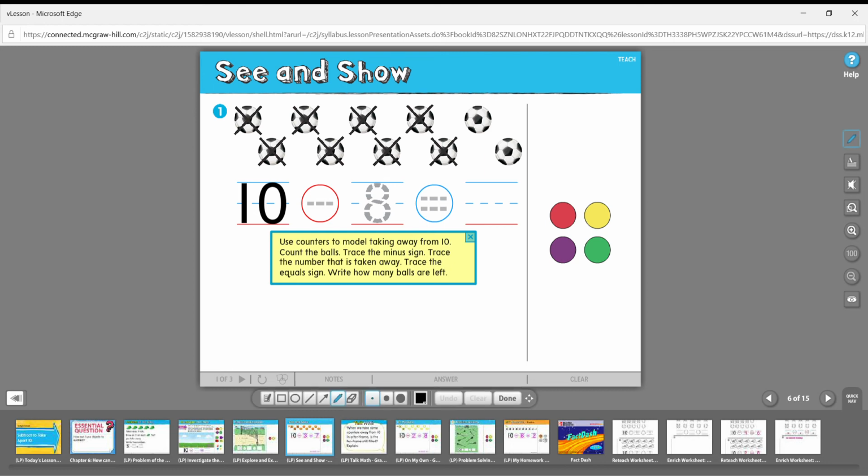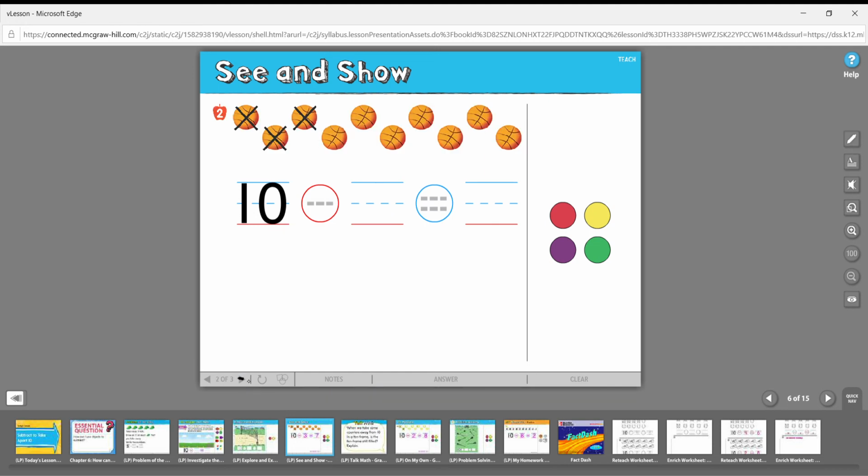Trace the minus sign. 10 minus, how many are x'd out? 1, 2, 3, 4, 5, 6, 7, 8. 10 minus 8 equals, how many balls are left? 1, 2. 10 minus 8 equals 2. So now you are going to do that for number 1, and then you are also going to go on to number 2. See, this one doesn't have the number already dotted there. So what do you do for number 2?